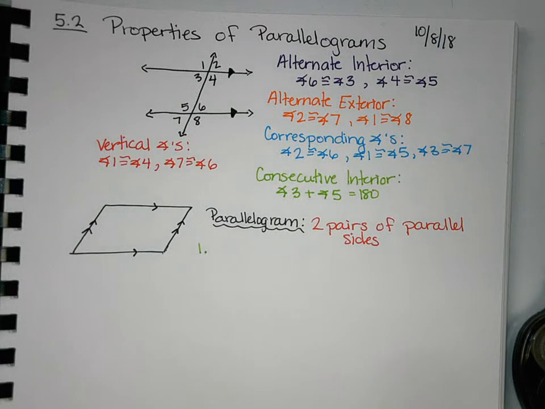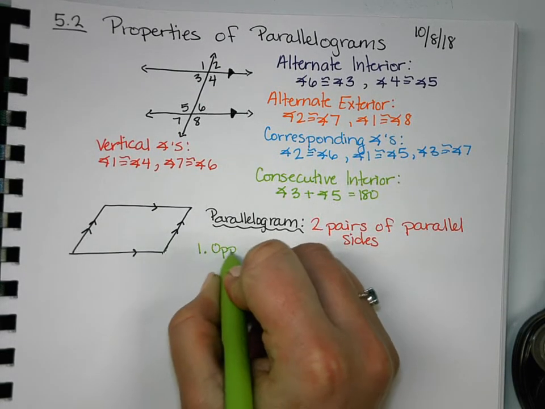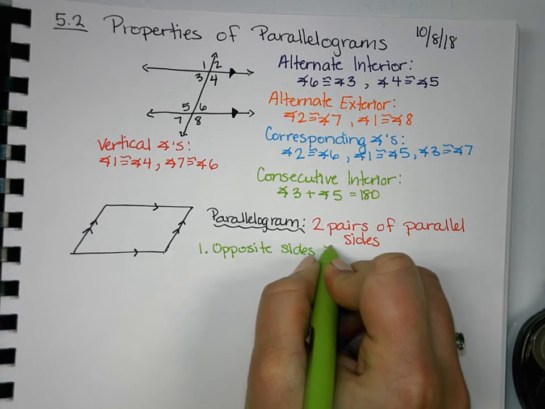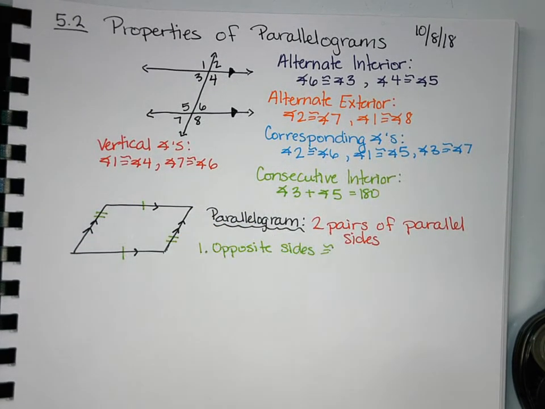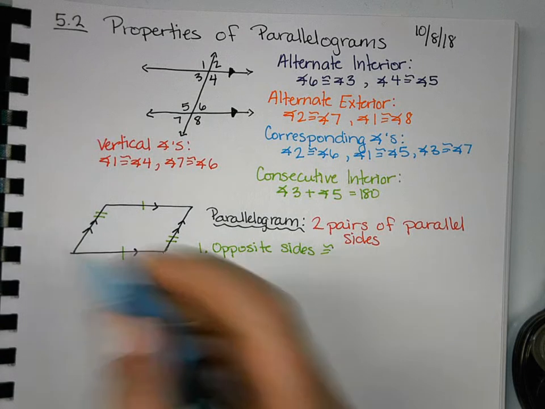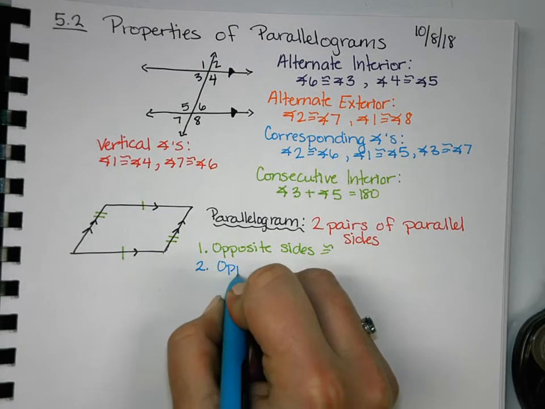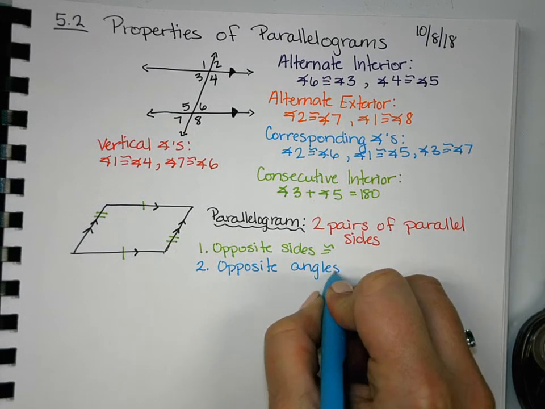Peyton, what were you going to say? Okay. One thing that we know about parallelograms is that opposite sides are congruent. So I know that opposite sides will have the same measurements. That's our first property of parallelograms. Our second property of parallelograms, opposite angles are congruent.